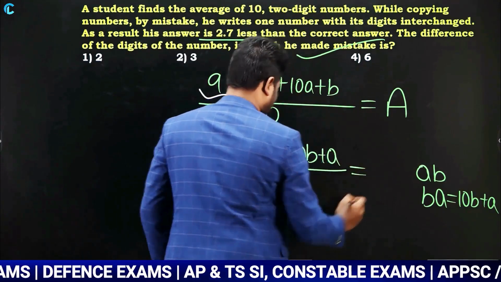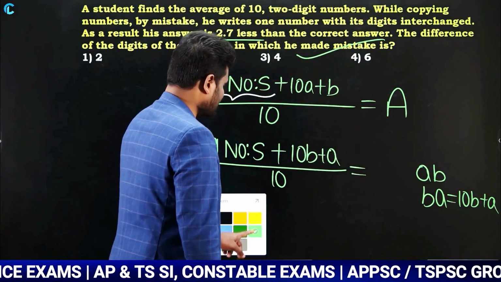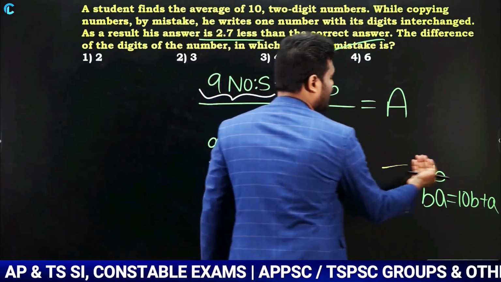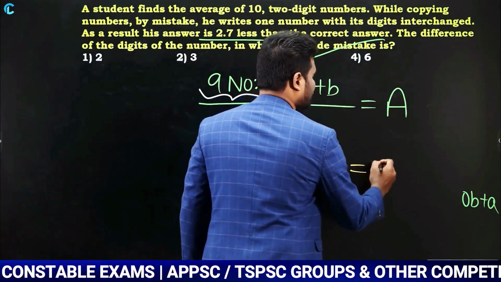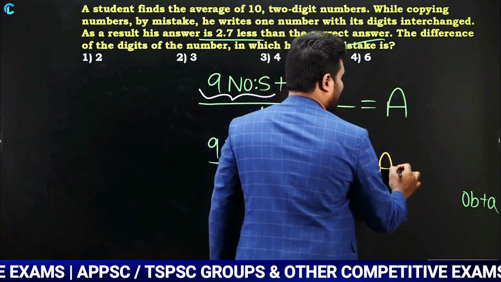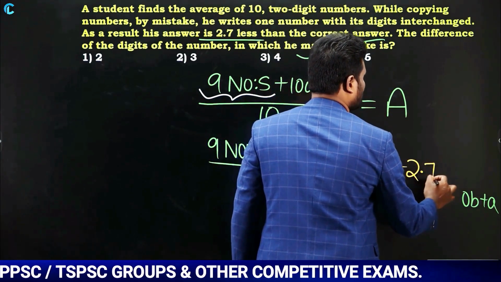Now due to this, what happened? The answer is going to get less. How much less? 2.7 less. Initially it is A. Now it is going to be A minus 2.7.